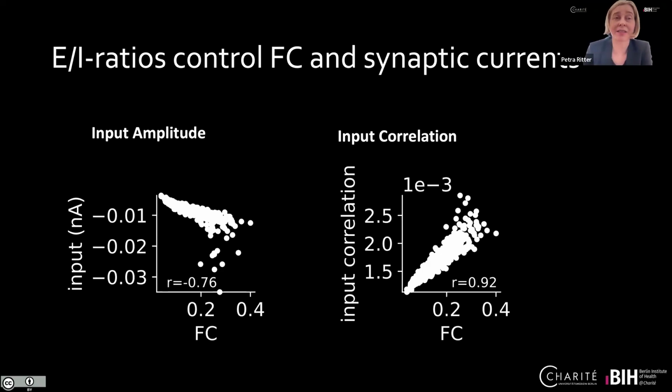So we found that the input current that drives a node in these tuned models was anti-correlated with the functional connectivity. And on the other hand, the functional connectivity was correlated with the correlation of the currents that was driving the two coupled nodes in question. So positive correlation between functional connectivity and input correlation, and the inverted correlation between functional connectivity and input strength or amplitude.